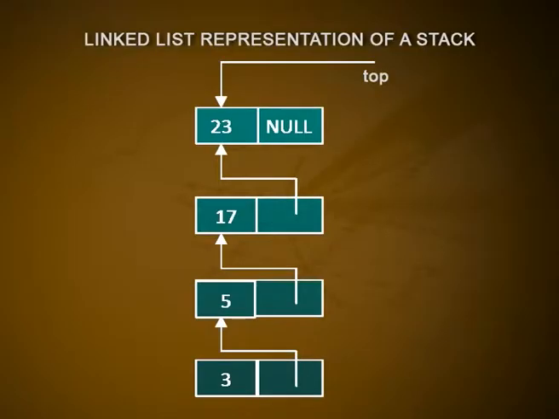Each node in the list contains the data and a pointer that gives the location of the next node in the list. The pointer to the beginning of the list is interpreted as the top of the stack. A linked list representation of the stack is given below. A program to implement a stack using linked list is as follows.